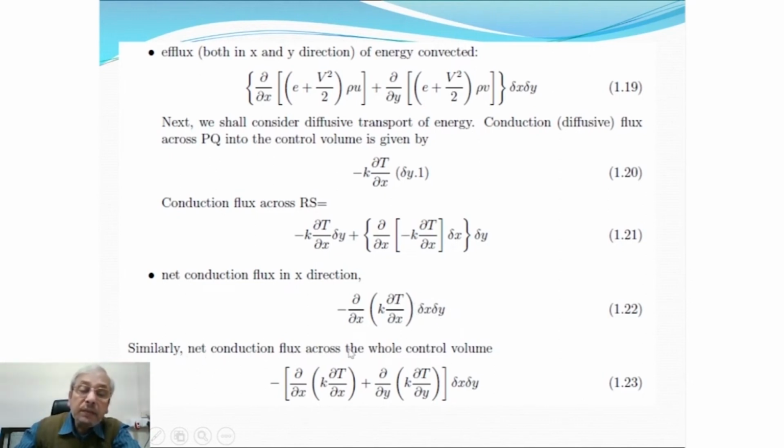Similarly, we have calculated the net conduction flux between PQ and RS, and if we perform a similar exercise for the PS and QR pair of surfaces, we will get del y of K del T del Y del X del Y. Then for the whole volume we can write minus del X of K del T del X plus del Y of K del T del Y into del X del Y.